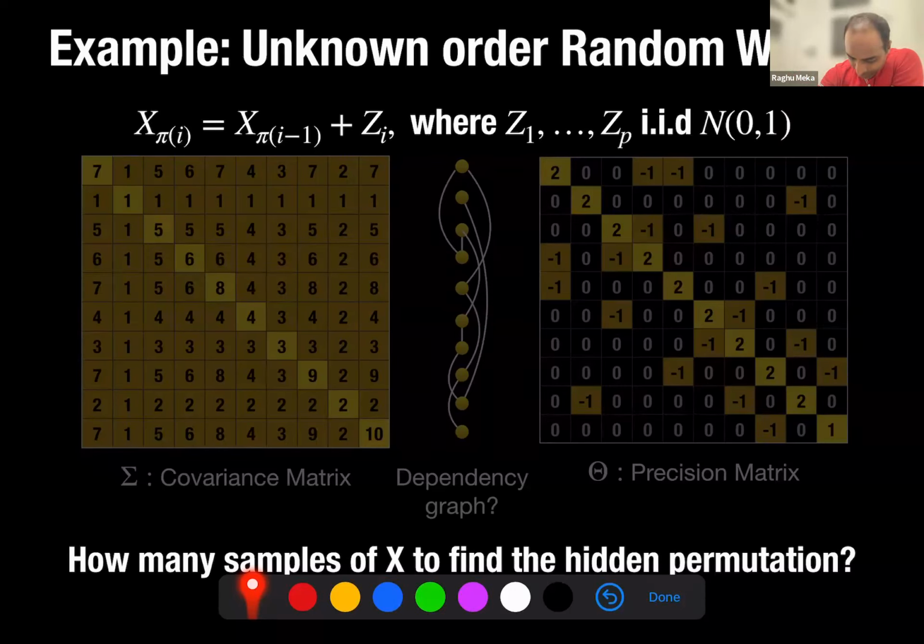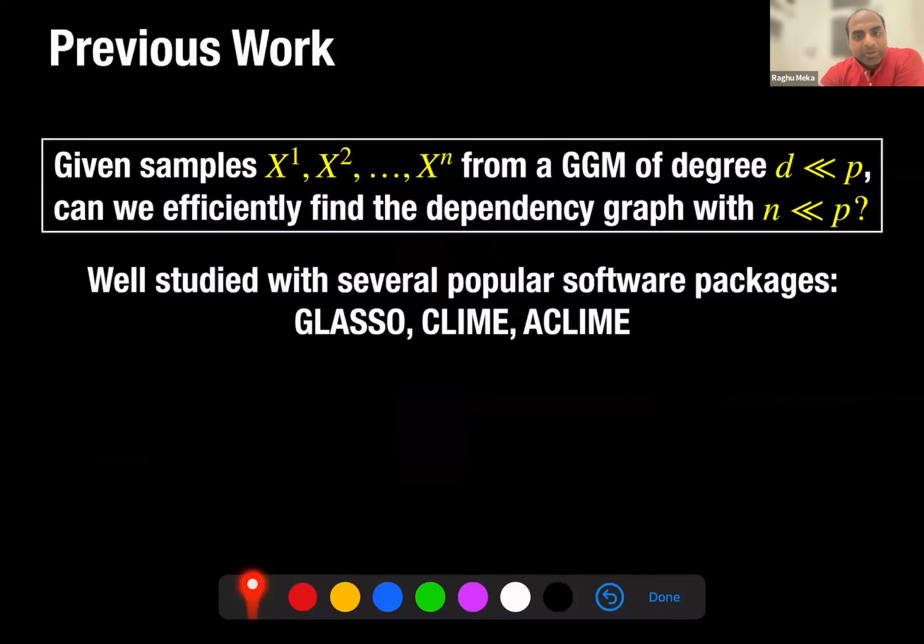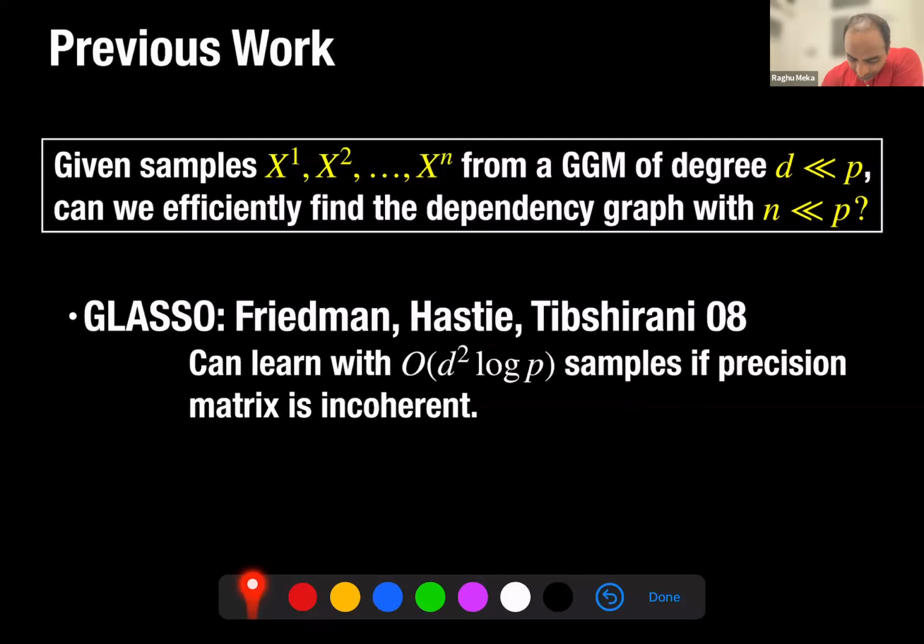Okay, all right. So let's see how to solve this and what is known about this problem so far, right? There's been a ton of work on this problem, and so there are several software packages which are actually used in various applied sciences domains. These are called Glasso, Clime, Aclime. And Glasso, which was introduced in 2008, is known to achieve logarithmic dependence on the dimension p, which is very good. So it's log p if the precision matrix satisfies some strong condition.